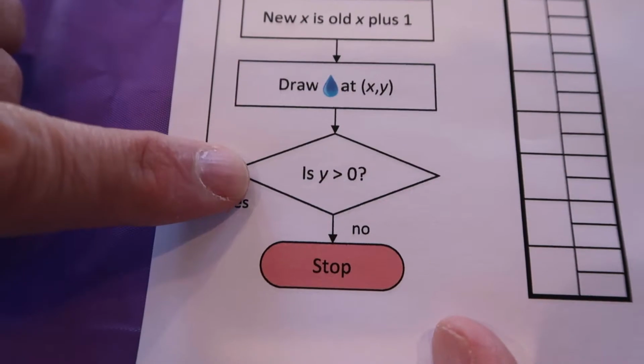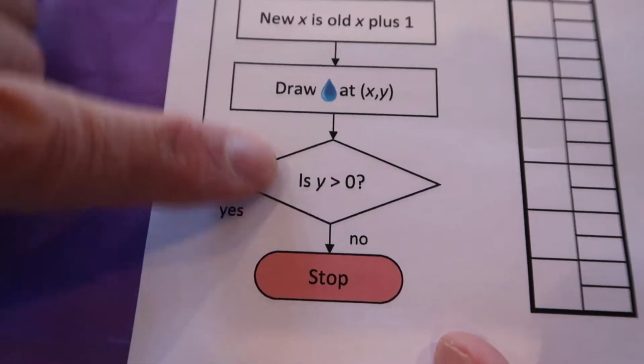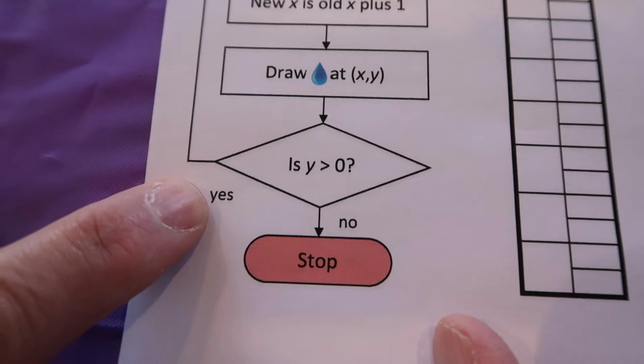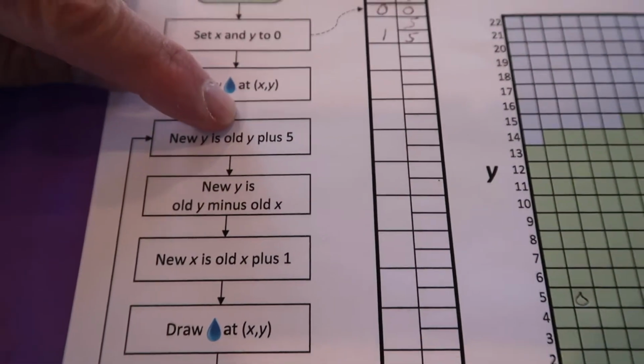And now we come to a whole new shape. This is a diamond. The diamond represents the situation where the computer has to make a decision. And the decision is written inside the diamond in the form of a question. The question is y greater than 0? Well, y is 5, and indeed it is greater than 0. So we follow the yes path out of the diamond back up to another instruction. In fact, one we've already done.